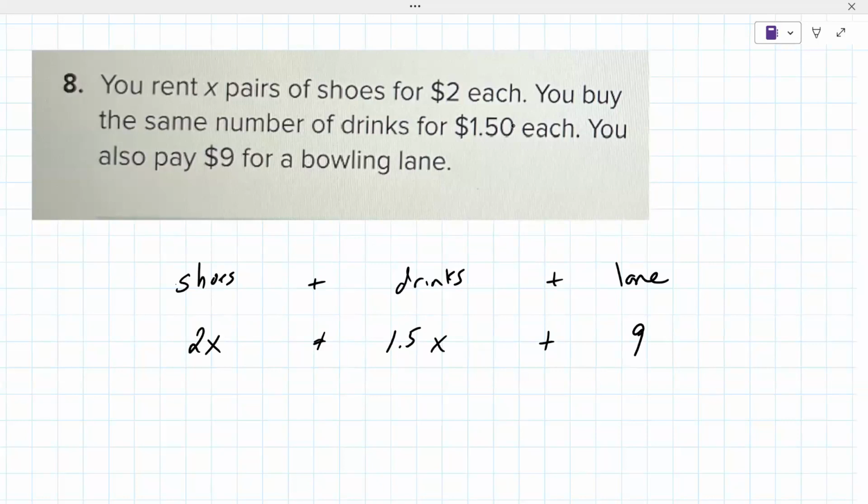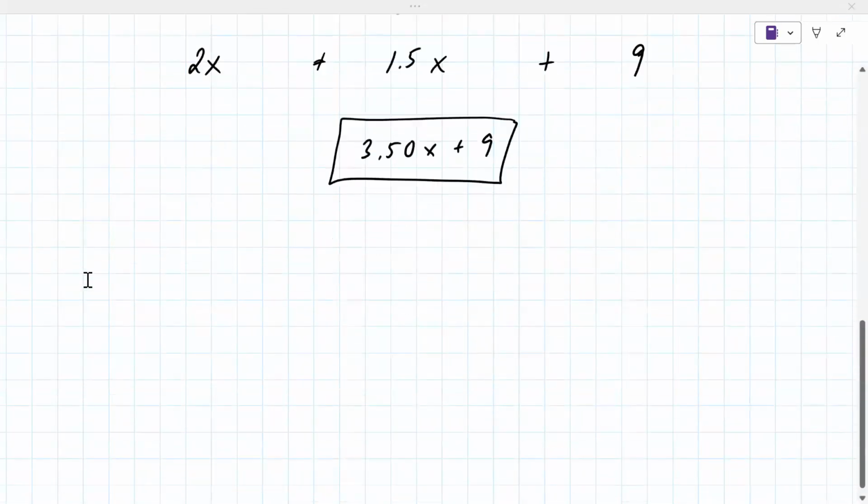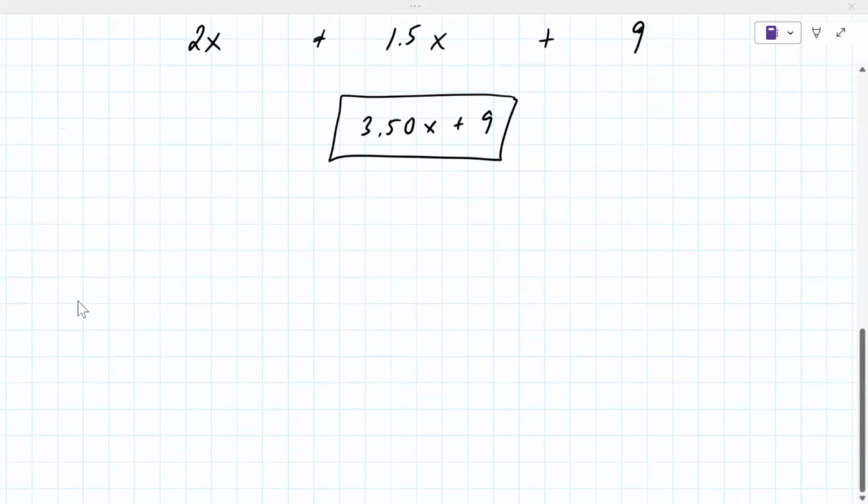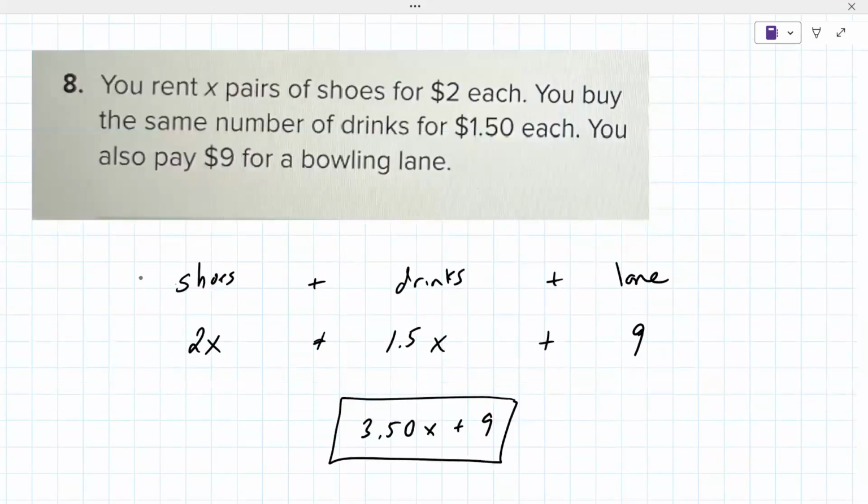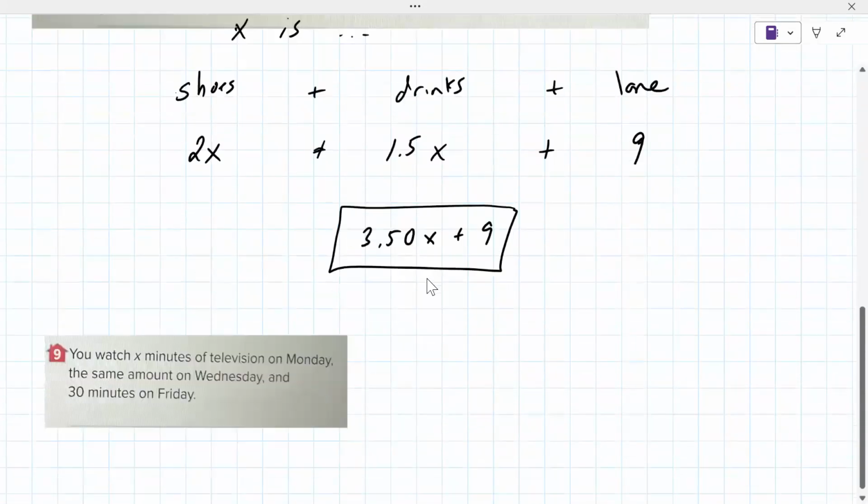And then you can combine. So it'll equal... Yeah. 3.50x plus 9. And that would be all we can do. That's everything. Okay. All right, good. All right, so do you have to define your variables? Like some teachers want you to say X is... No, not yet.